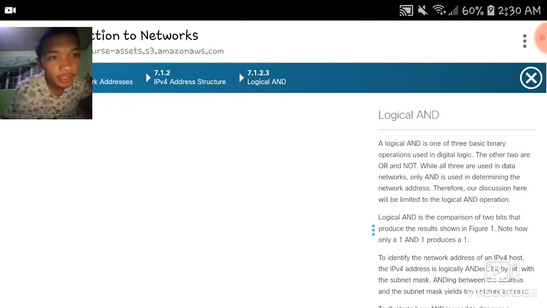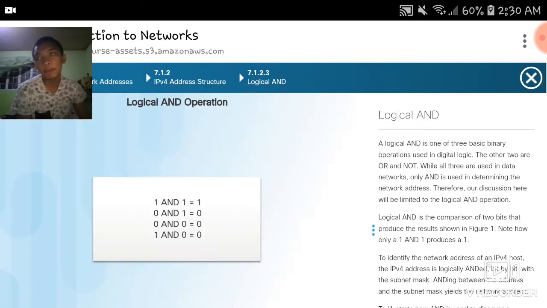Logical AND is one of the 3 basic binary operations used in digital logic. The other 2 are OR and NOT, while 3 are used in data networks. 1 AND 1 is equal to 1. For example, 1 is true and 0 is false. 1 and 1, true and true, is equal to true.